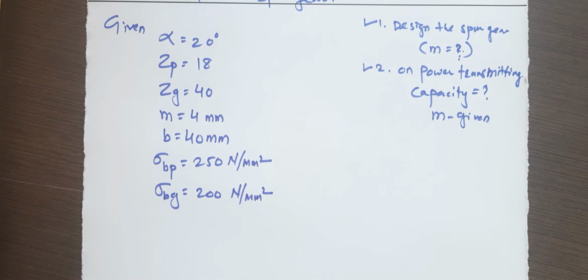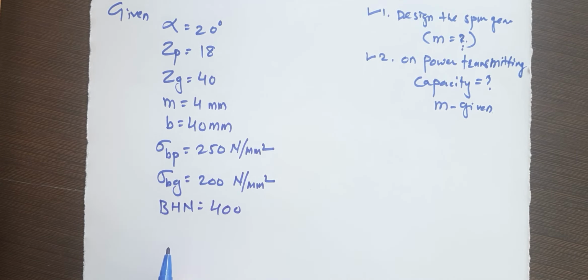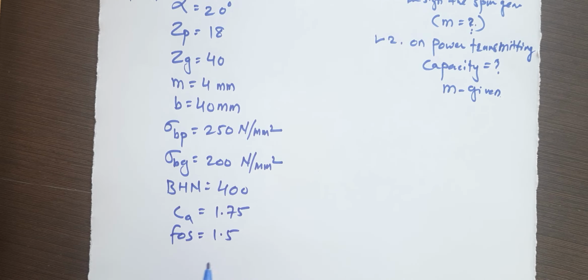The gears are heat treated to a surface hardness of 400 BHN. Both the gear and pinion have BHN given as 400. The service factor and factor of safety are 1.75 and 1.5 respectively. Service factor means CA, application factor or service factor is the same. So CA is 1.75 and factor of safety FOS is 1.5. If the pinion rotates at 1440 rpm, so NP is given as 1440 rpm.